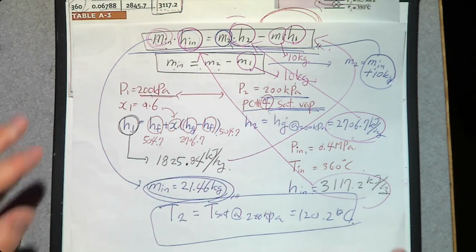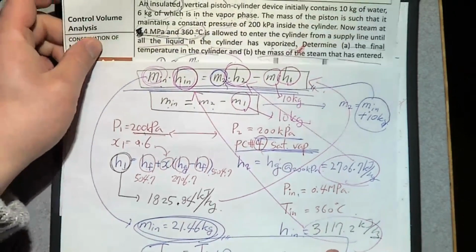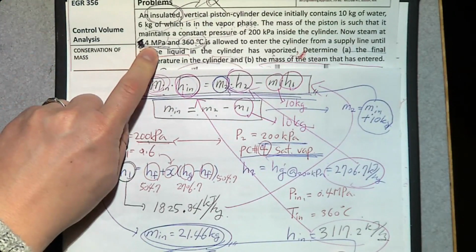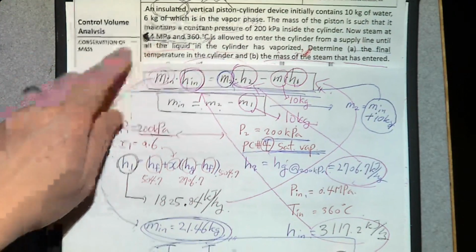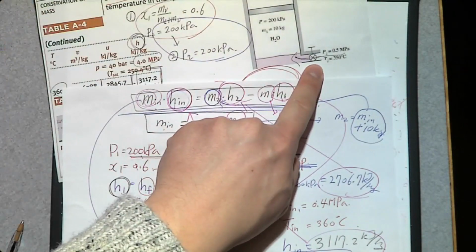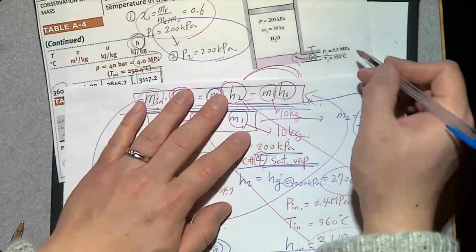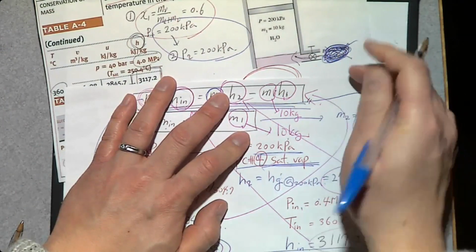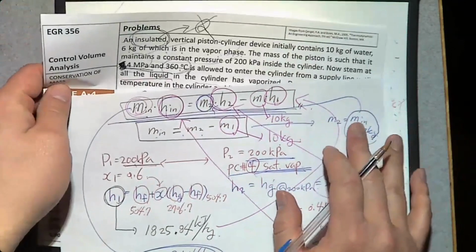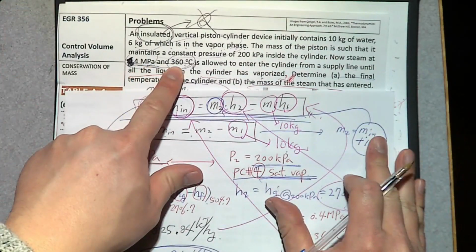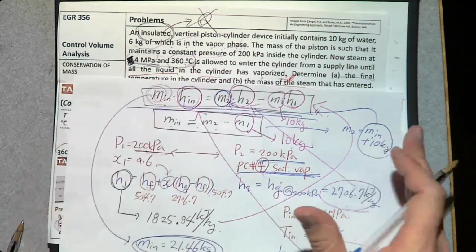By the way, again, don't forget that there's a typo. It is not 0.4 megapascal. It is 4 megapascal. And the numbers in the figure are incorrect, so forget about that, okay? The properties at the inlet are going to be 4 megapascal, 360 degrees Celsius.